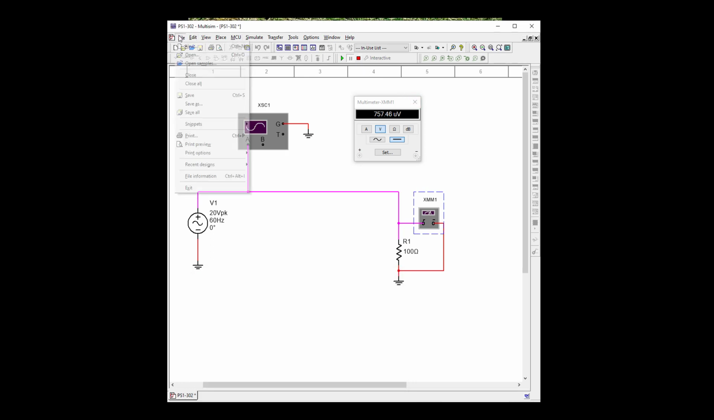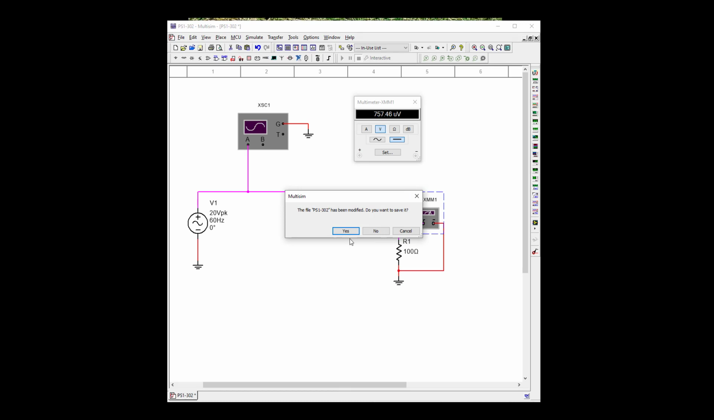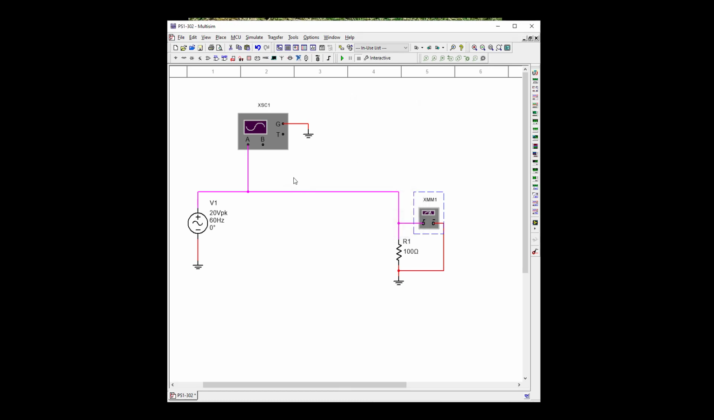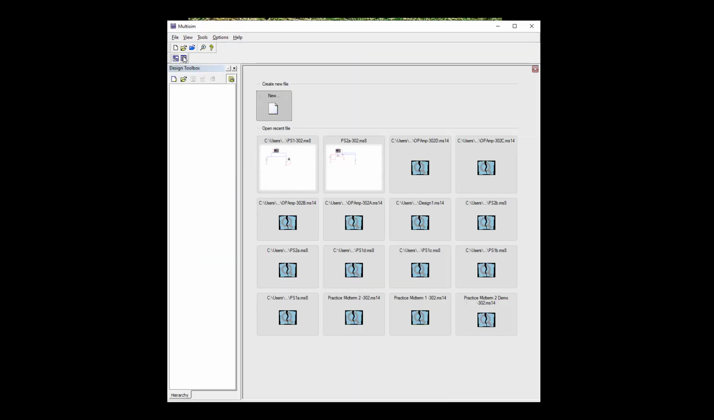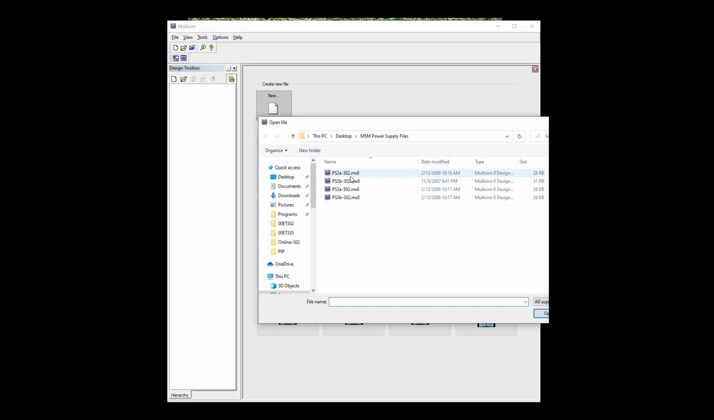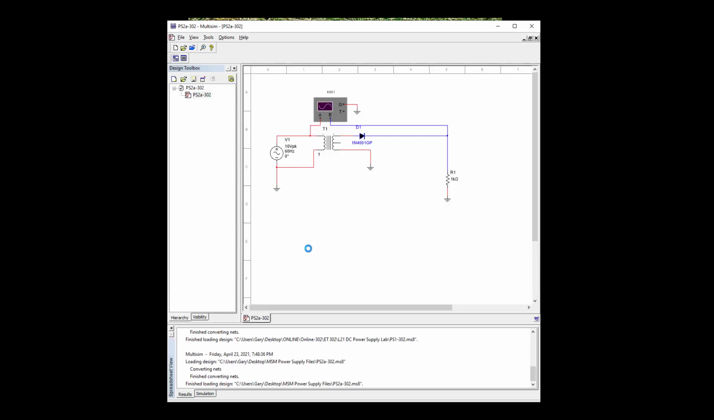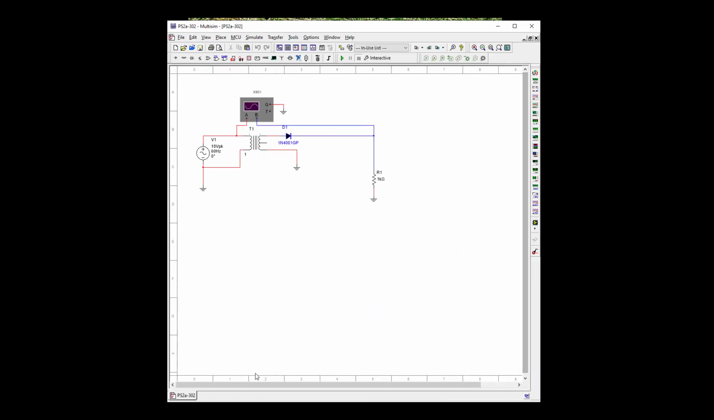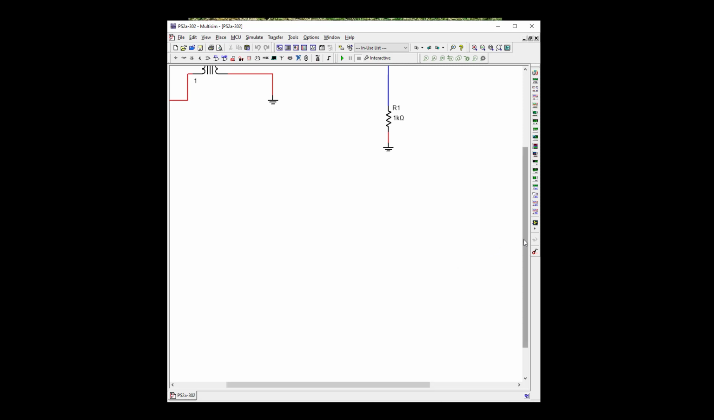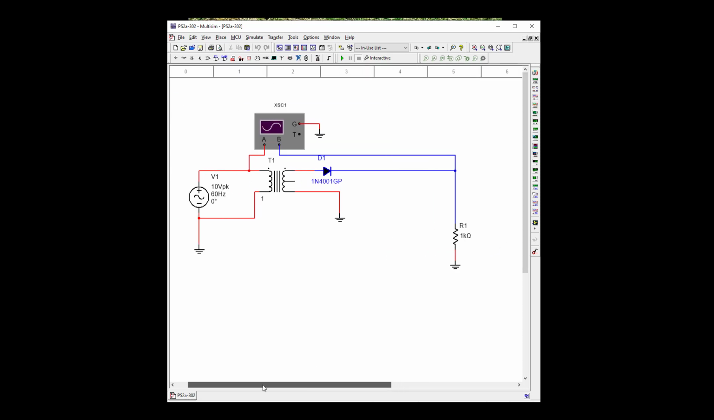Okay, let's go to our next file, and we don't need to save this. Let's go ahead and open it up, and let's go to this desktop, and let's open up this guy. And here we have a half wave power supply, a simple one. It's unfiltered. Okay, so we have 10 volts peak, 20 volts peak to peak, standard 60 hertz. Our transformer is a 1-to-1, so we should get the same voltage out.